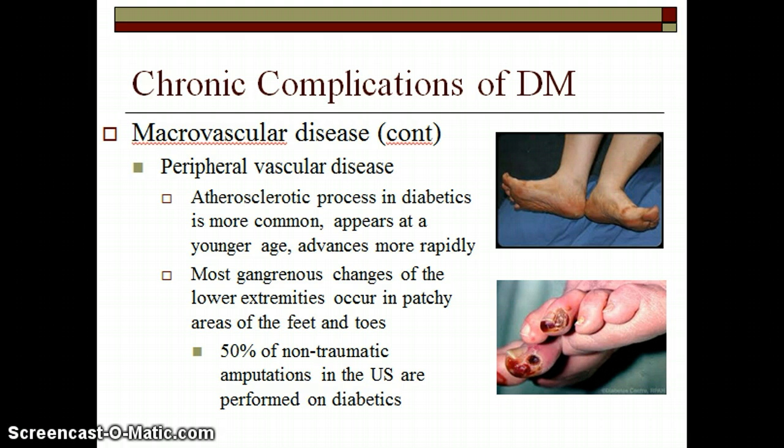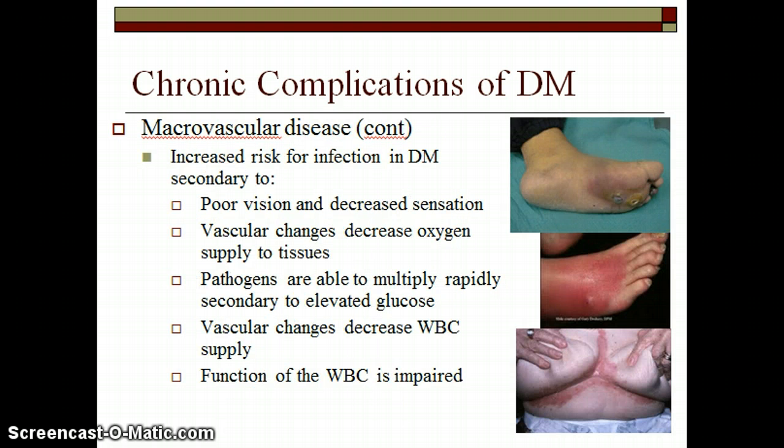And if that happens, then we have to amputate them. So that's actually 50% of all our amputations that are due to non-traumatic causes in the U.S. are because of clients who have diabetes and they end up with peripheral vascular disease and wounds. So they're also at increased risk for infection.